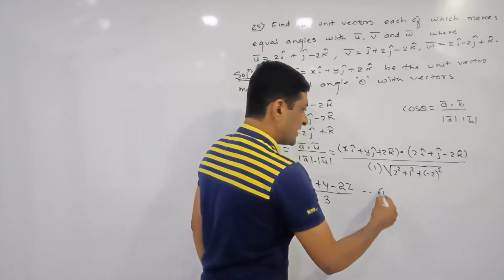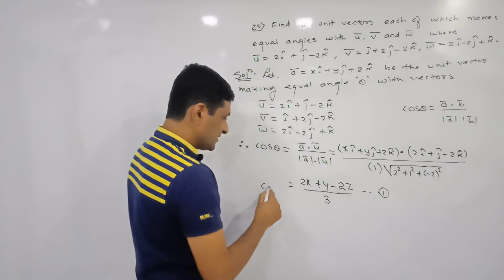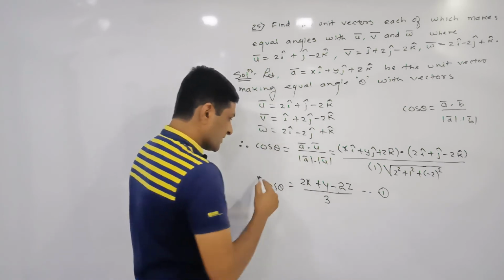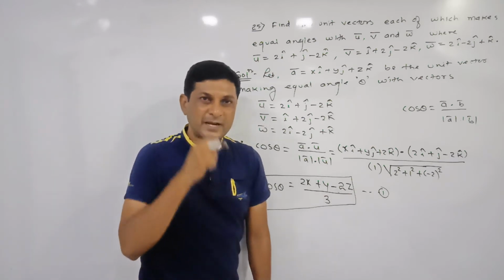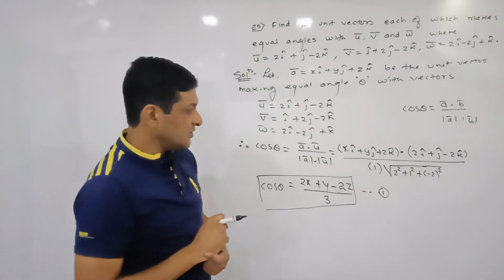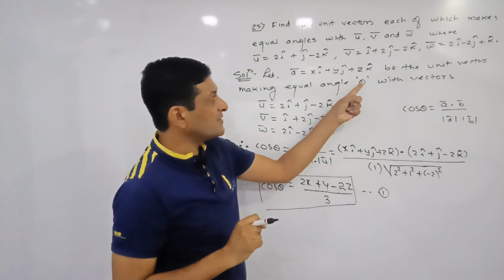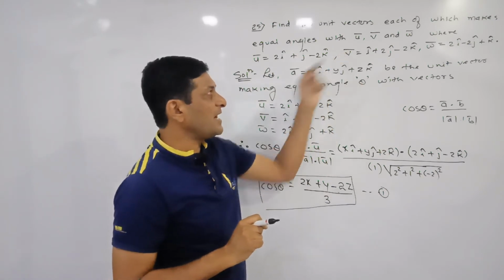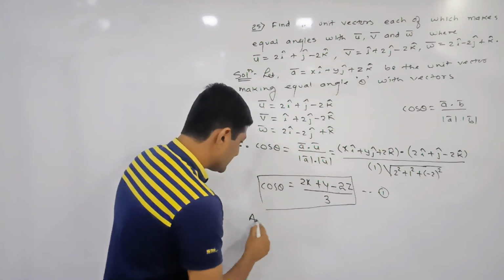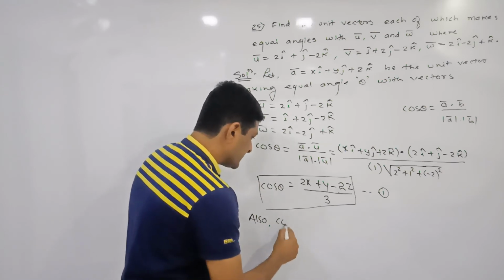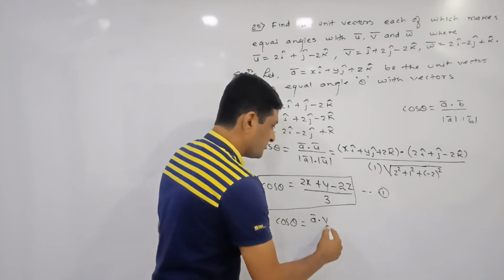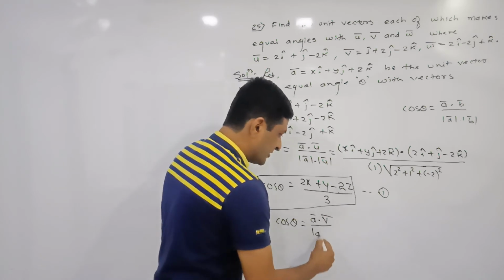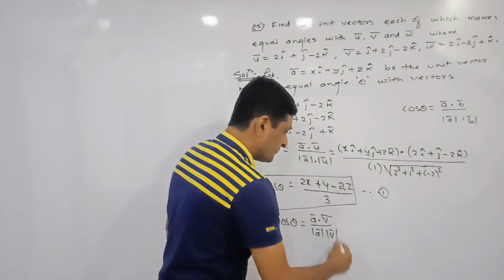Let us denote this by equation number 1. This is the value of cos theta. So here we have got the first value of cos theta. Now again we find the value of cos theta using the condition that theta is also the angle between A bar and V bar. So cos theta is equal to A bar dot V bar divided by magnitude of A bar into magnitude of V bar.